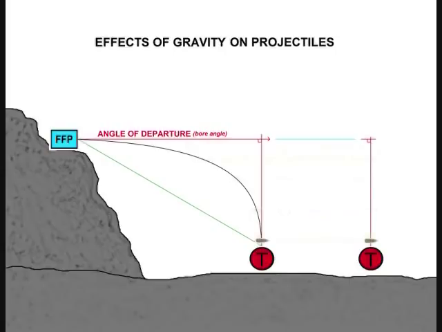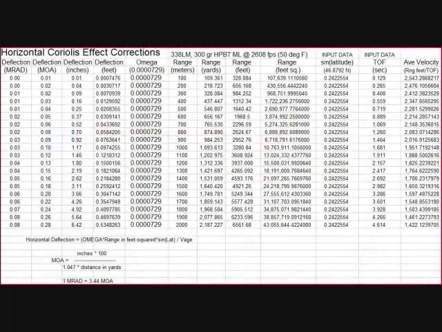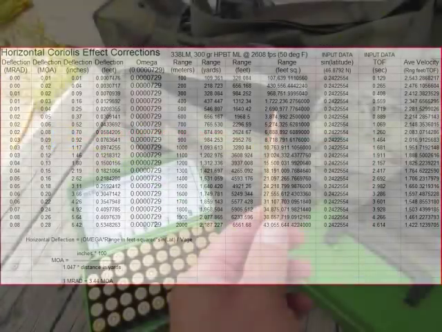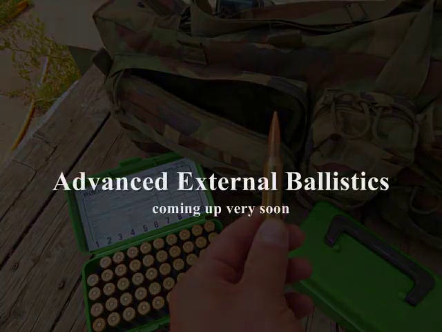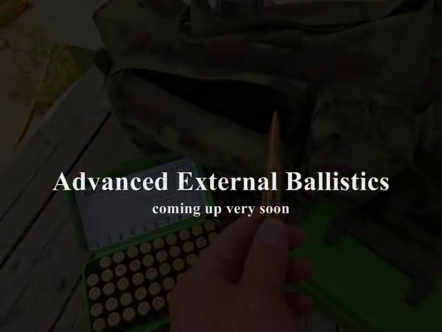It actually does get a lot more complex than this. We'll discuss this in a lot more detail. We're going to talk about Coriolis and spin drift and a lot of other things that happen in trajectory in our advanced ballistics. But for now, let's move on to the next portion of this video.